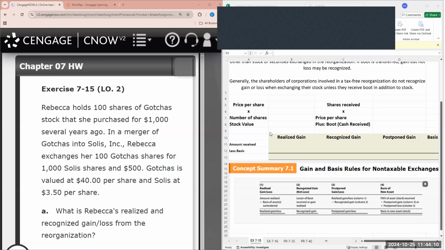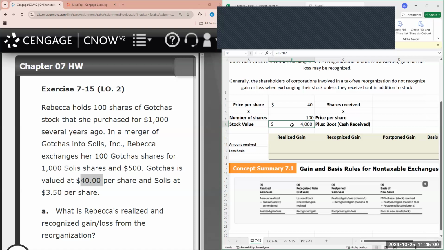So the first thing we need to determine is, what is the value of the stock? In this case, the Gotcha share price is $40. How many shares did she exchange? 100 shares. So the stock value is the price per share multiplied by the number of shares. So Rebecca exchanges her 100 Gotcha shares, and the Gotcha shares are $40. So 100 shares times $40 a share, the stock value is 4,000.